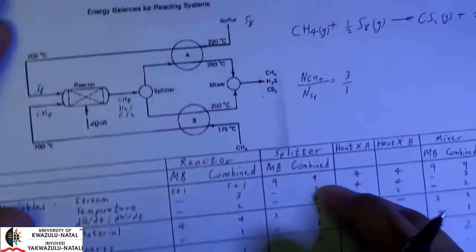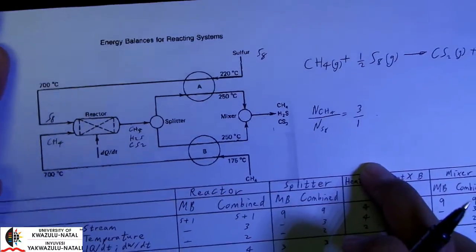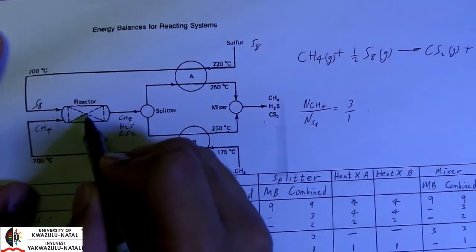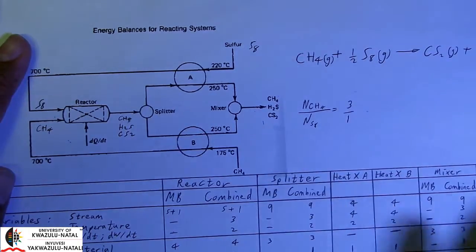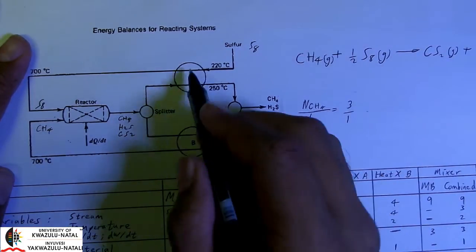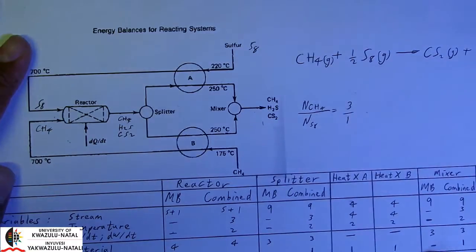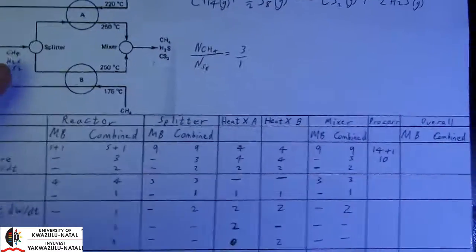In terms of the dq dt and dw dt, I have 5 units here. I have 1 reactor, plus the splitter, the mixer, and 2 heat exchangers. So that's 1, 2, 3, 4, 5. Each of them have an associated dq dt and dw dt.